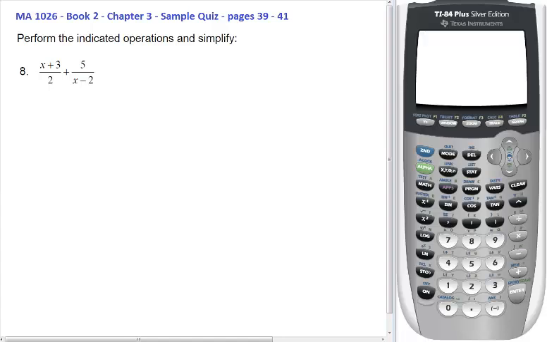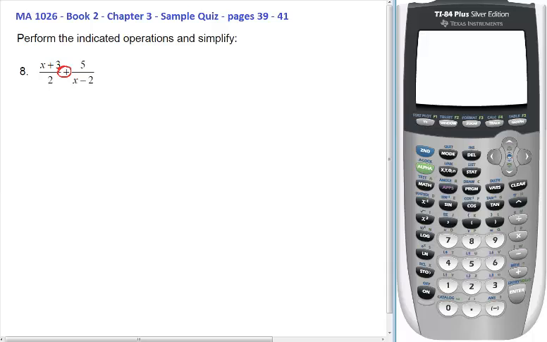Hello students, today we're going to look at the solution to number 8. It's a long answer question, part of your chapter 3 sample quiz in book 2 of your MA1026 booklets. In this particular question, they're asking us to perform the indicated operation and simplify. The indicated operation is adding.